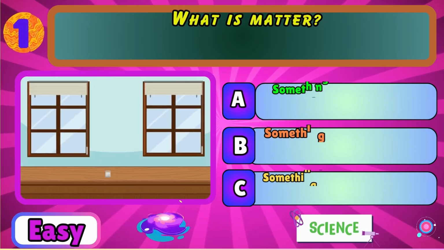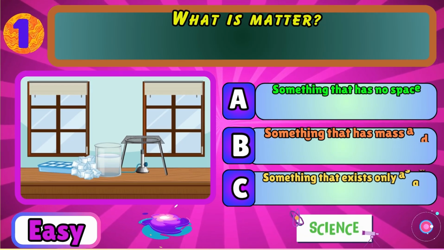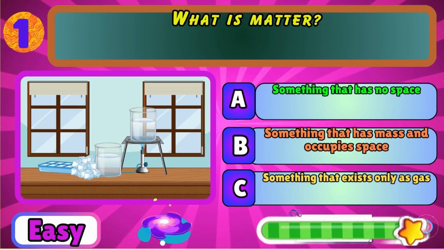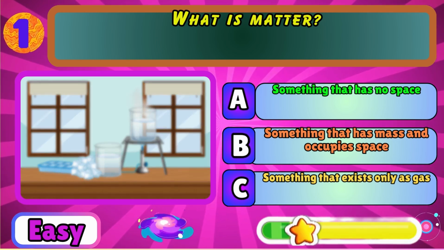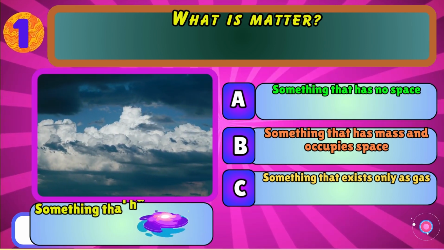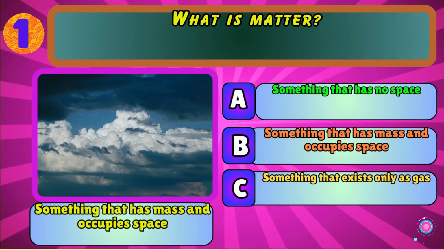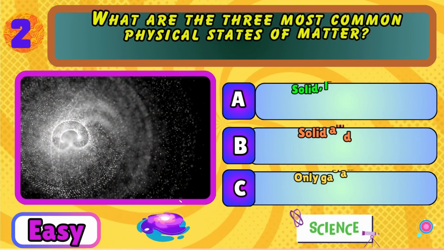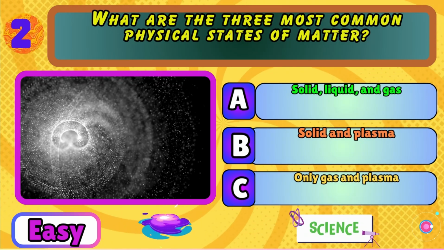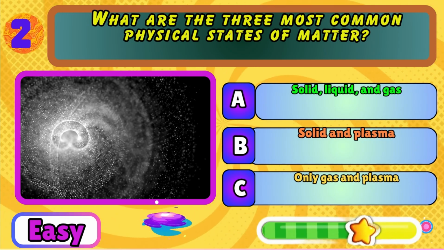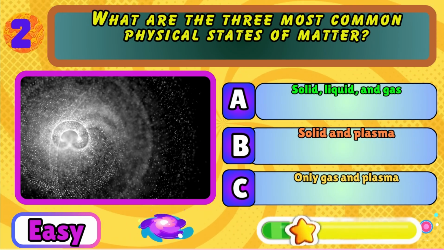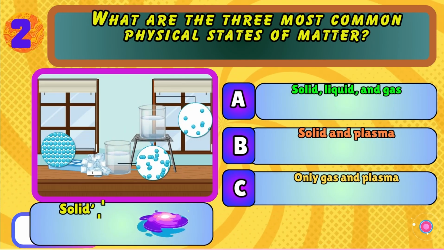What is matter? Something that has no space, something that has mass and occupies space, or something that exists only as gas? Something that has mass and occupies space. What are the three most common physical states of matter? Solid, liquid, and gas, solid and plasma, or only gas and plasma? Solid, liquid, and gas.